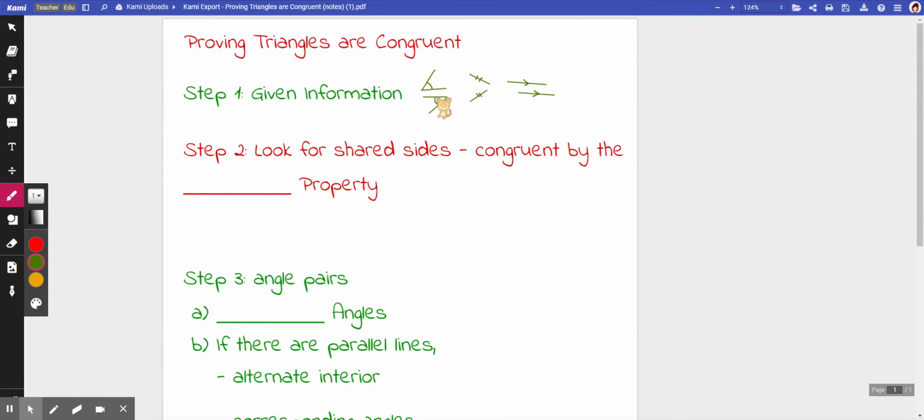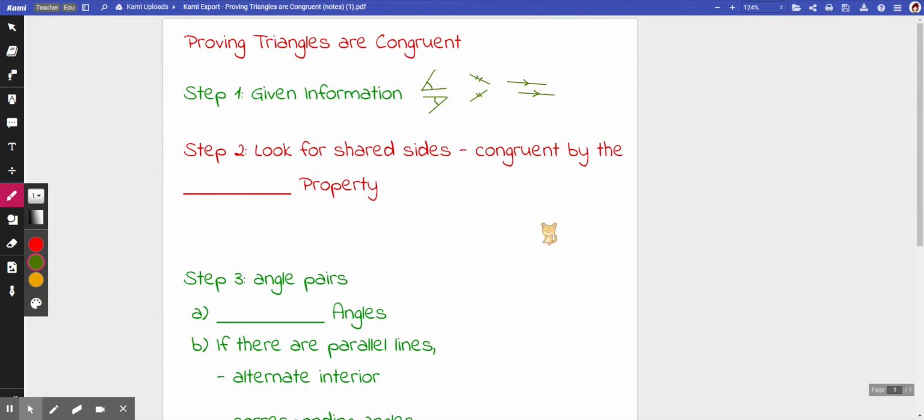If you have these little arcs, that tells you that two angles are congruent. If you have little tick marks, that tells you that two segments are congruent. And if you have little arrows like this, that tells you that two sides are parallel. So it's important to look in your picture for those types of information as well. Sometimes you'll be given pieces that you need. So when you're proving two triangles congruent, you're looking for pairs of sides and pairs of angles that are congruent.